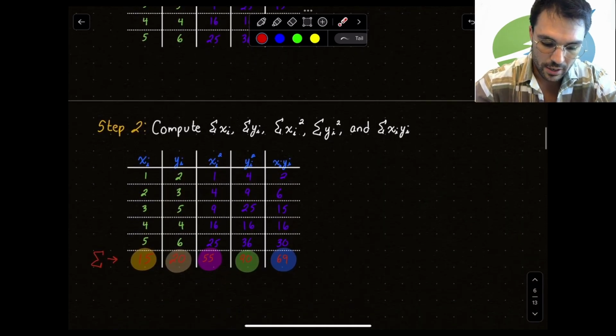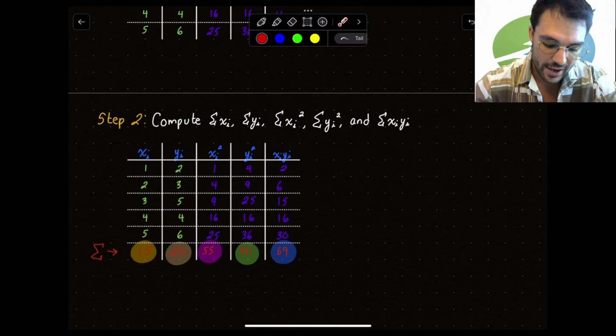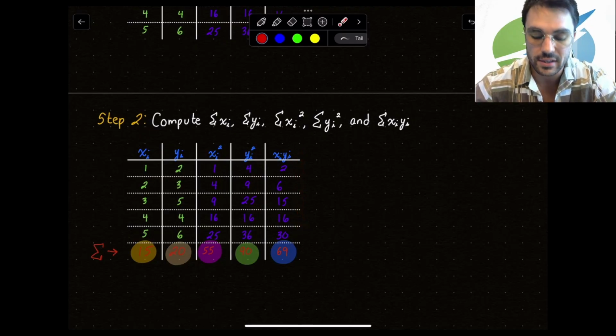All right. Next step, compute the summation of each column. I just added an extra row to the bottom of each column for our summations. Add up the x sub i column, we get 15. Add up the y sub i column, we get 20. Add up the x sub i squared column, we get 55. Add up the y sub i squared column, we get 90. And add up the x sub i times y sub i column, and we get 69.